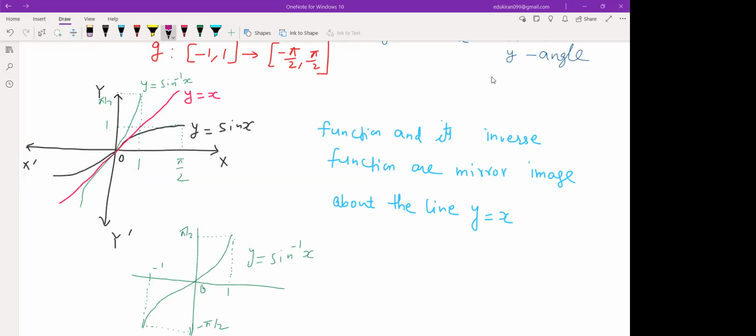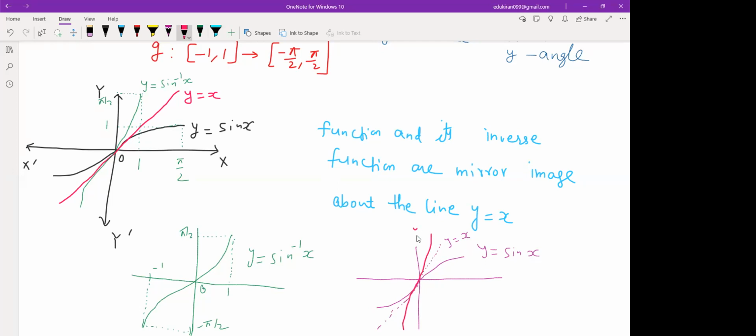Okay. So the graph of y is equal to sine x, which we took between minus pi by 2 to pi by 2, was this one. This is y equal to sine x. And we draw the graph of y is equal to sine inverse x, which is the mirror image of this graph about the line y equal to x. So if you draw the mirror image of this, it would be like this.